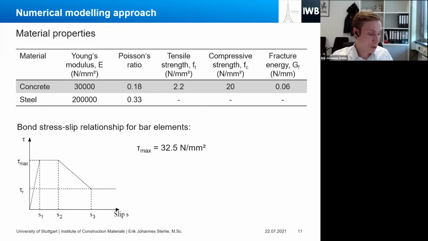Also, a short note on the material properties. Basically, for the concrete, a C20/25 was used. The steel parts were all modeled as linear elastic because, as I said, the desired failure mode was concrete cone failure or concrete breakout failure. So the steel parts were not expected to go into the nonlinear range. Also here in the figure, you can see the discretization of the bond stress slip relationship for the bar elements.